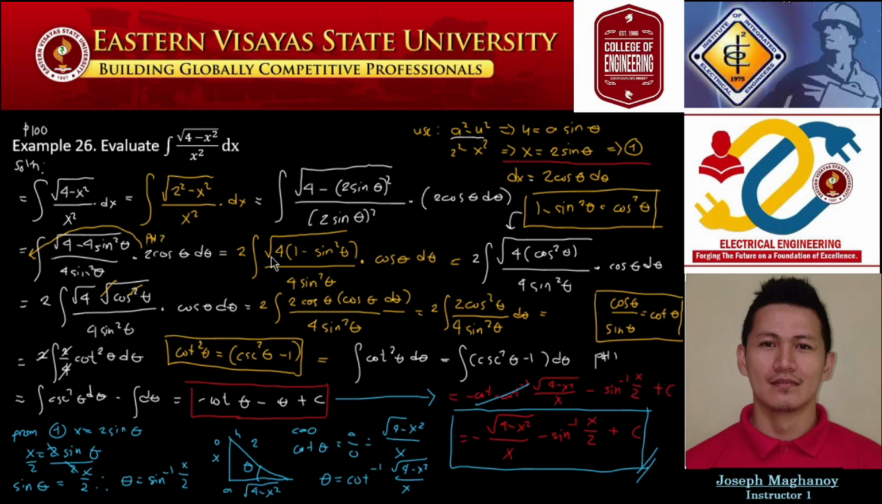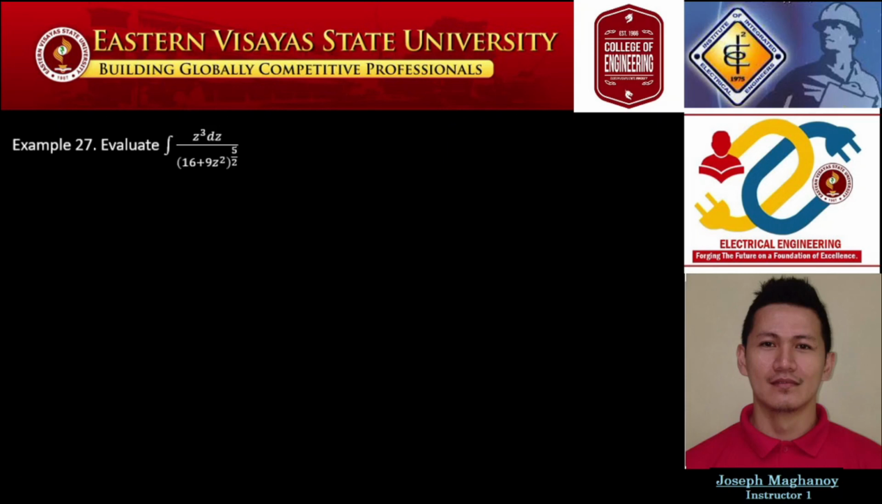Okay, moving on to our next example. Example number 27 can be found in your workbook on page 101. So example 27: evaluate the integral of z cubed dz all over quantity 16 plus 9z squared raised to the power of 5 halves.